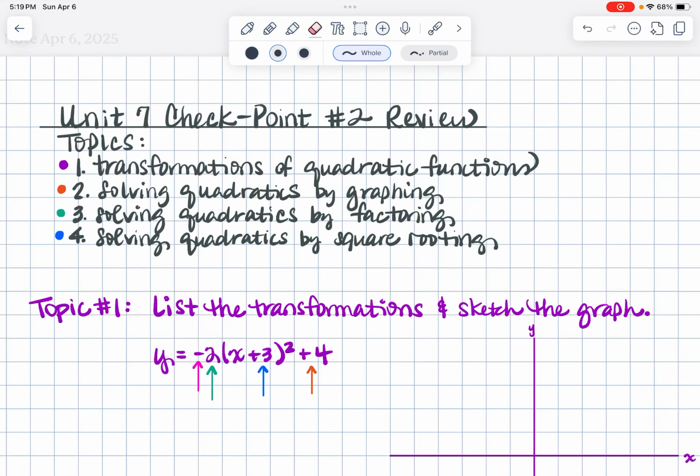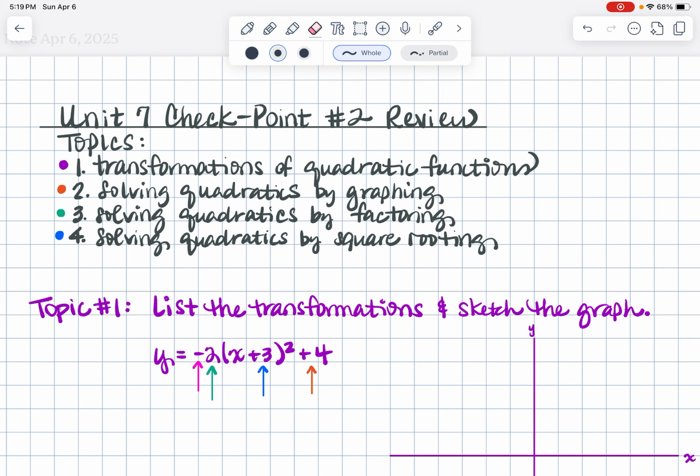All right, you guys, I just wanted to do a quick review over the 4 topics that are on your checkpoint or your quiz today. Here's a list of those topics. The first one is just one question on transformations, right? Shifting left, right, vertical stretching, that kind of thing. And then the last 3 are ways to solve quadratic functions. So we're solving by graphing, factoring, and square rooting. We still have one more yet to learn, but we'll get to that tomorrow.